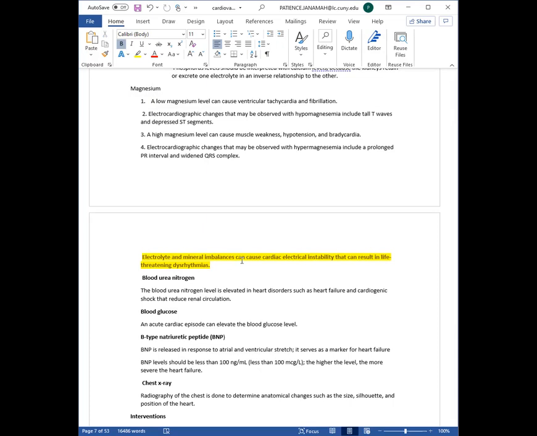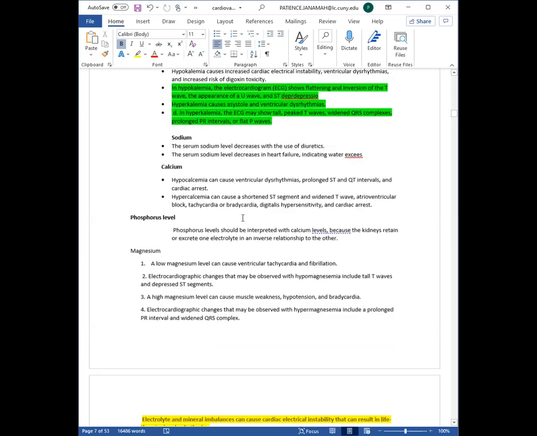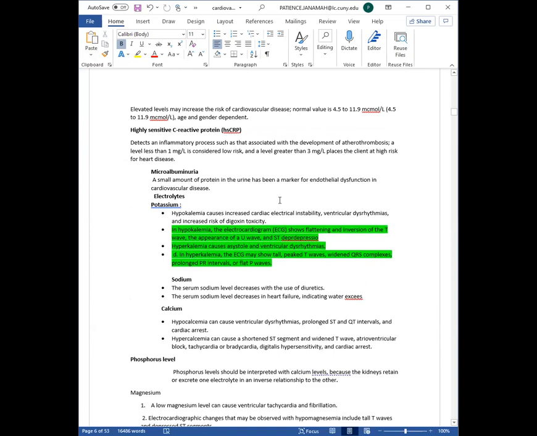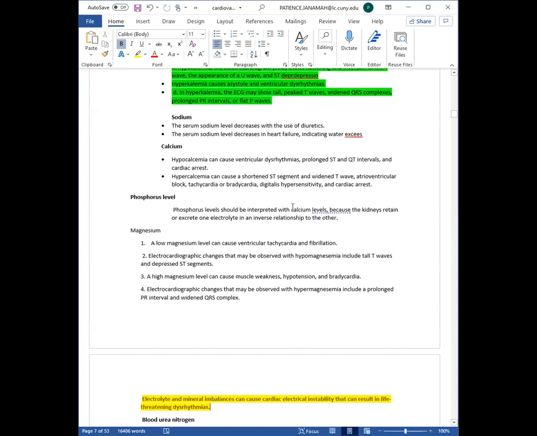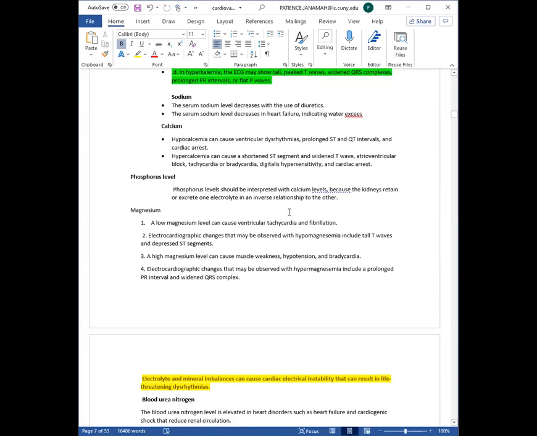Electrolyte and mineral imbalance can cause cardiac electrical instability that can result in life-threatening dysrhythmia. So the electrolytes, that is magnesium, potassium, sodium, calcium, and those others that I mentioned, lipids, proteins, the LDL, cholesterol, and all those things, can cause electrical instability. It can make the electrical activity of the heart unstable. That's the SA node, the AV node, and the Purkinje fibers. Their activities can become unstable, and this can cause a life-threatening injury.